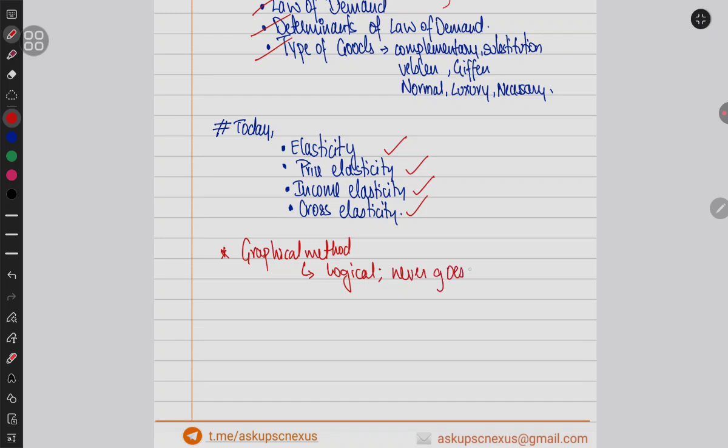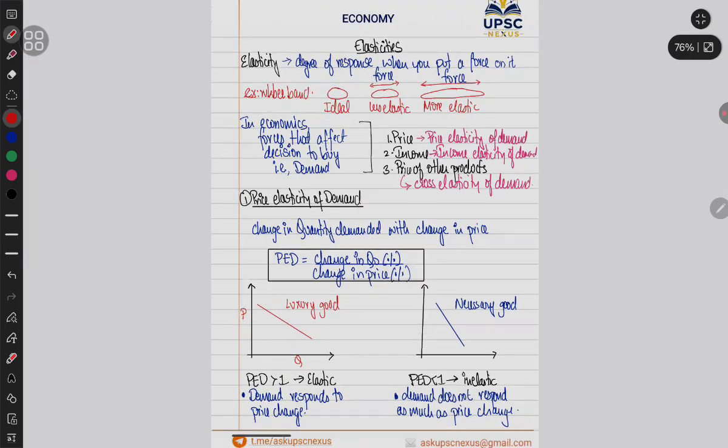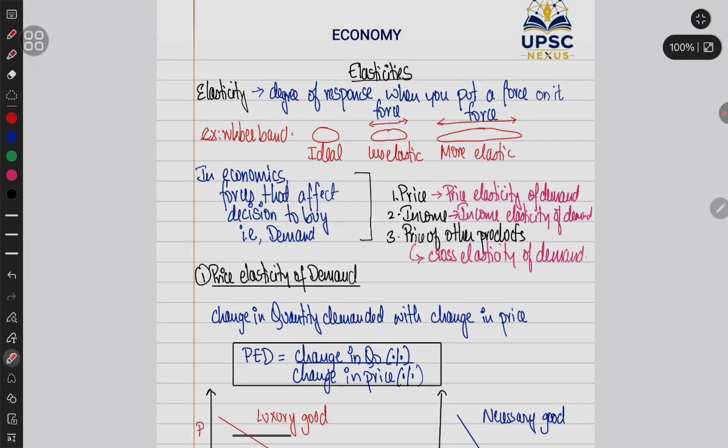ठीक है? And once you understand this, you will remember forever. Okay? No need to mug up anything here, right? So we'll start now. First of all, I want to ask you, what is elasticity?